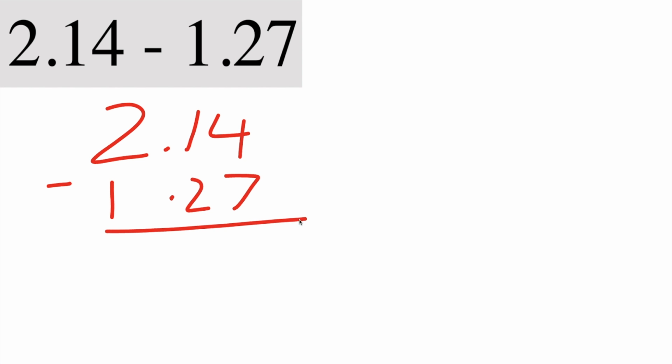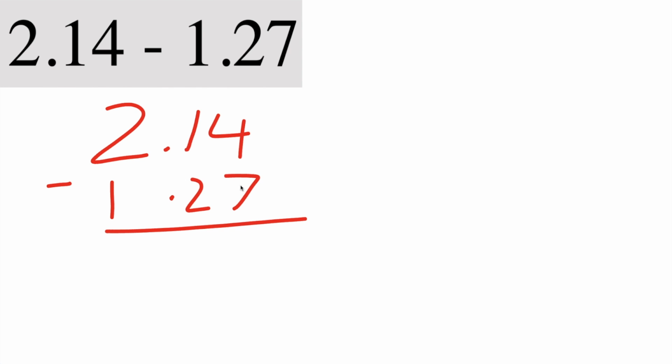And the very first step for all of these problems is to rewrite it where it's like vertical. So we would have 2.14 minus 1.27. So everything is aligned up. So this is the ones place, the tenths place, the hundredths place. So everything is lined up.